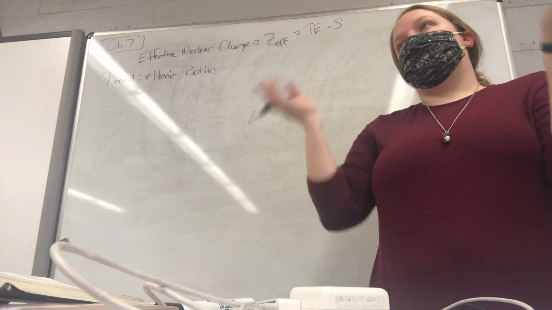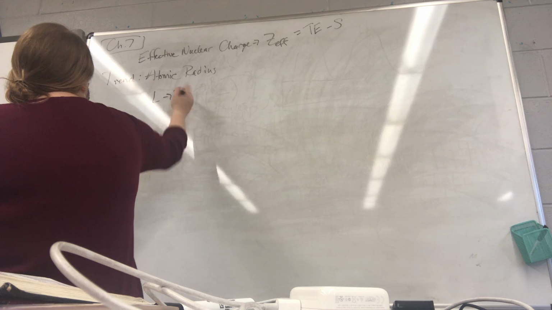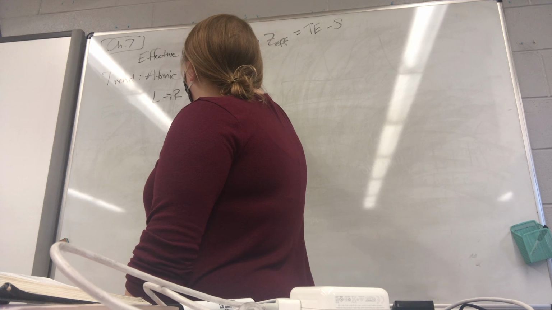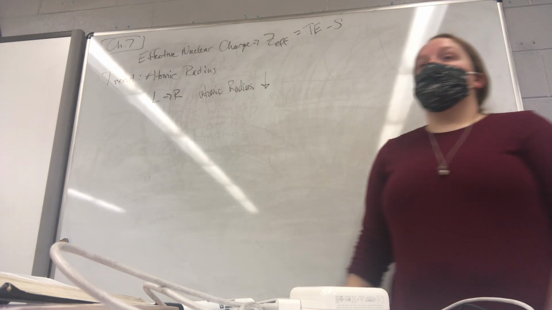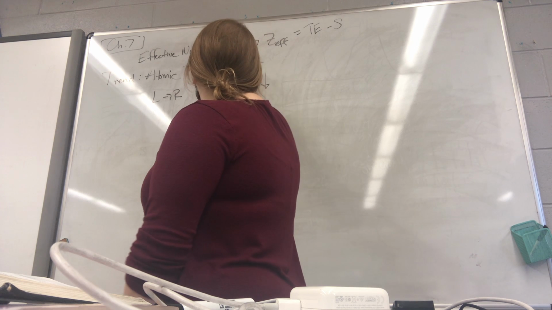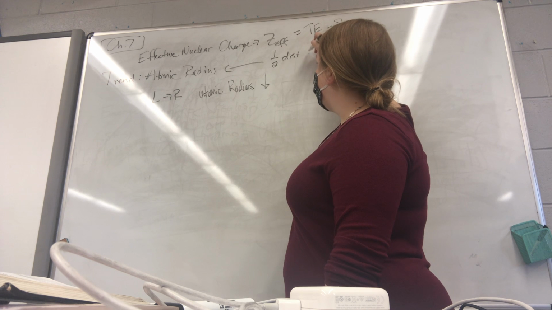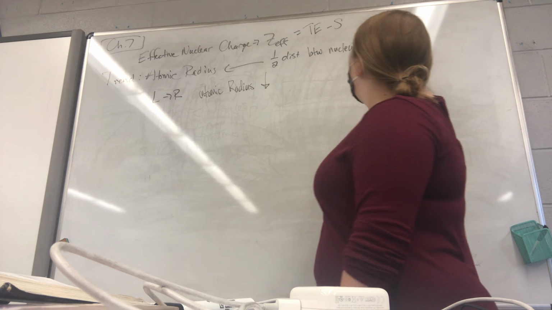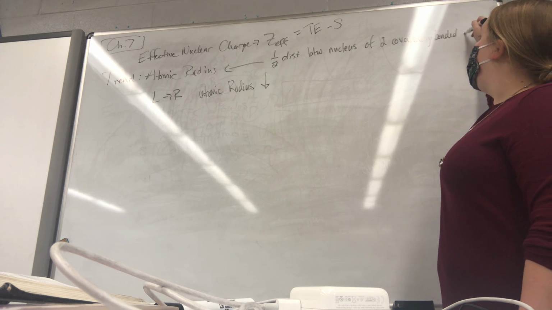Okay, here we go. As we move left to right, the atomic radius decreases. Do you remember how an atomic radius is measured? Anybody? It basically is half the distance between the nucleus and the outer electron, correct? Half the distance between the nuclei of two covalently bonded identical atoms.